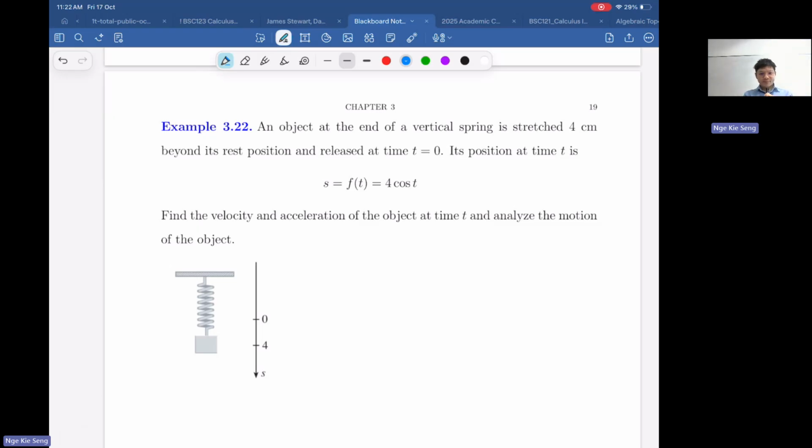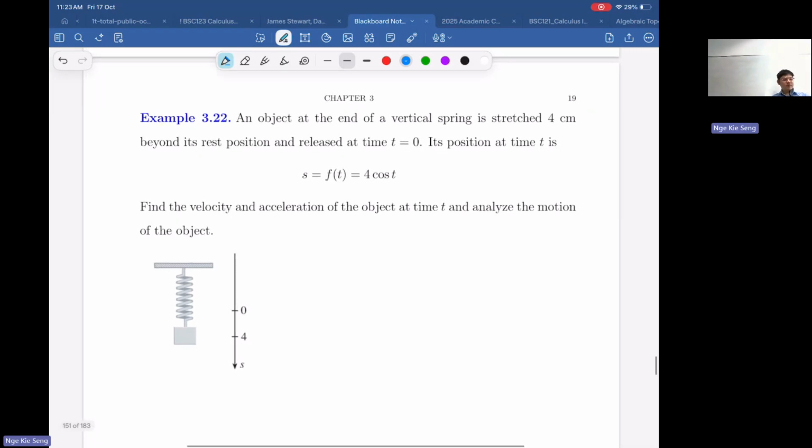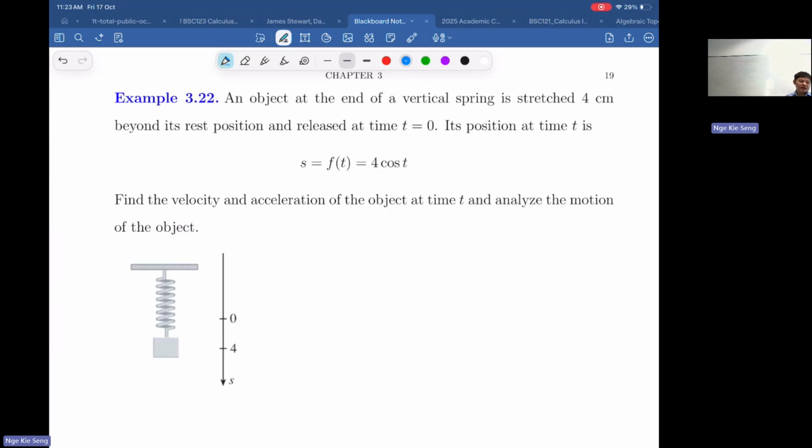Let's go down here. Should we do this? Let's discuss also how to do this. See if we want to write it down or not. So an object at the end of a vertical spring is stretched 4 cm beyond its rest point. So it's written as a picture there. So you rest at 0 and then you stretch down 4 cm. And then release at the time t equals 0. So you need to start with time 0.